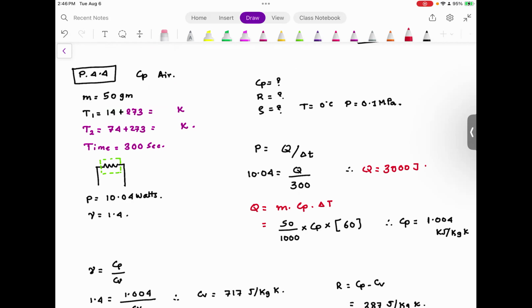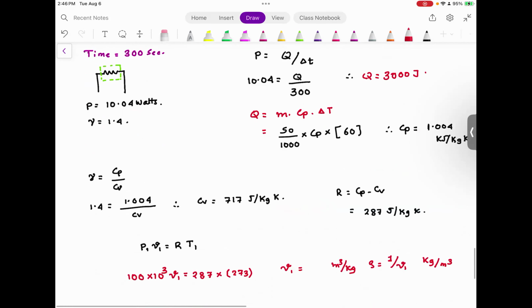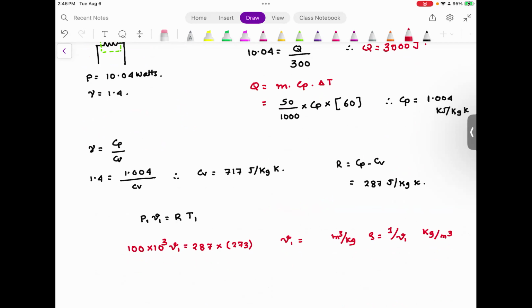So first, you have to find out the heat that is supplied, power multiplied by the time in seconds. Heat is equal to mass times specific heat, m Cp delta T. So with that, we are able to find out the value of Cp. Once we find the value of Cp, we use the equation gamma is equal to Cp divided by Cv, and then we can find out the value of the gas constant, which is R.